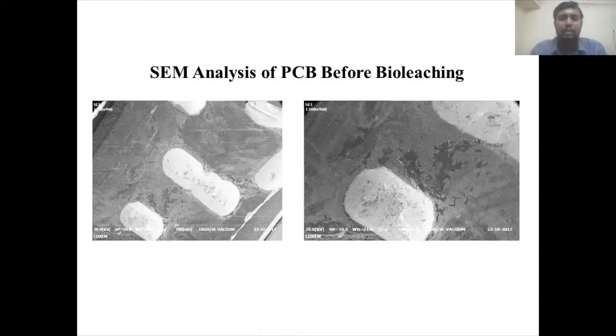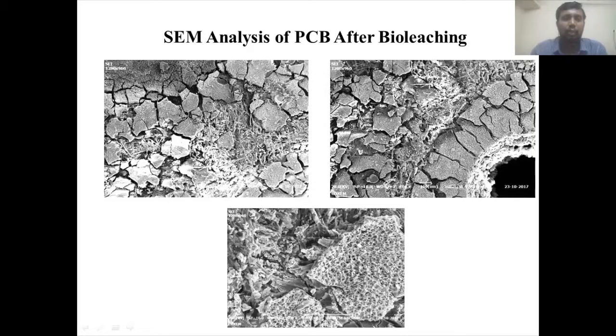This is the analysis of the PCB before bio-leaching. You can see the metals bound on the PCB. This is the plastic part of the PCB. You can see how the bacteria have disintegrated the surface of the PCB during bio-leaching, through the SEM, scanning electron microscope. Here you can see the hole. This hole was previously bound with metal, and it has been leached out by the bacteria.